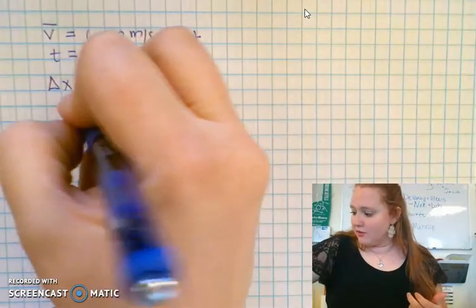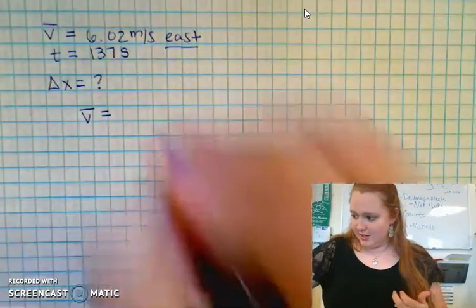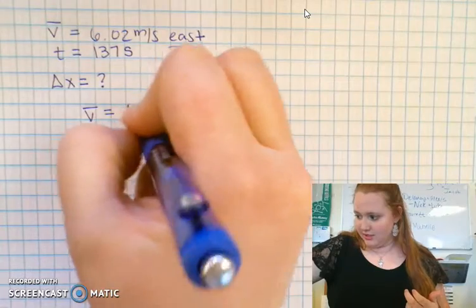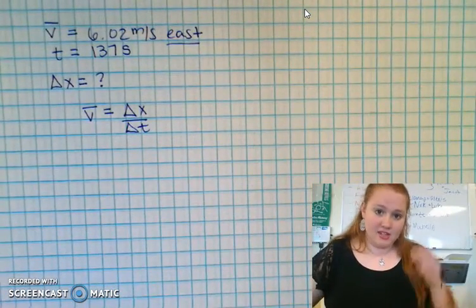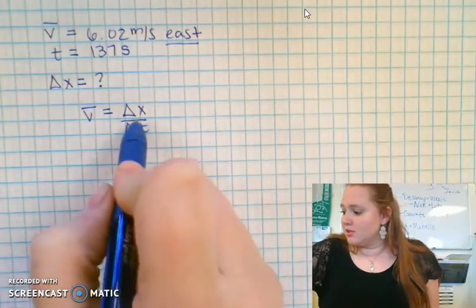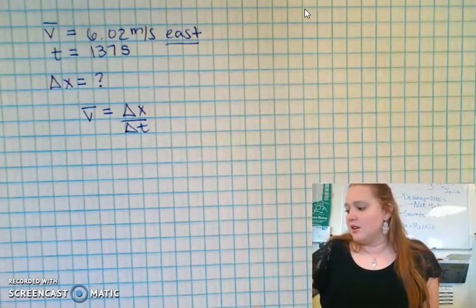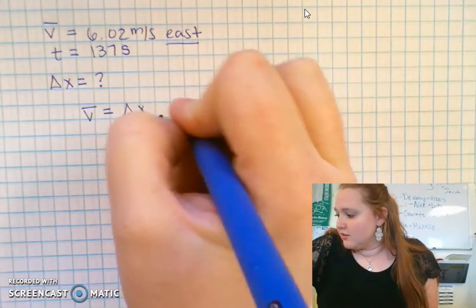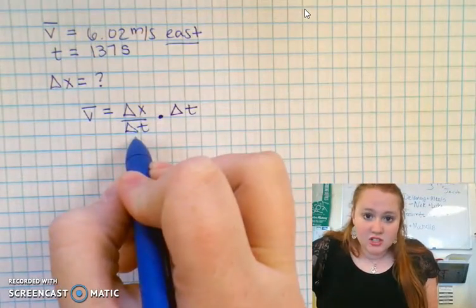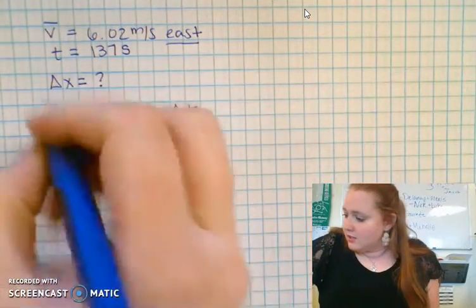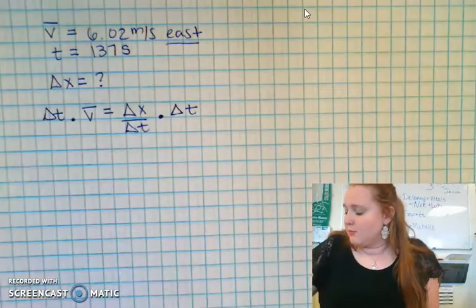Our equation for average velocity is average velocity equals delta x over delta t, or in some cases I'll write that just as t. But we need to rearrange this to be able to solve for delta x. So that means I have to get delta t on the other side. Now, because this is division, I have to multiply on both sides. So I'm going to do that here, times delta t.